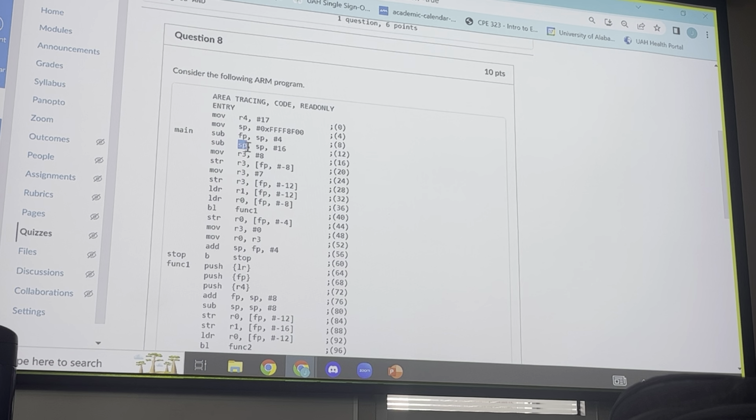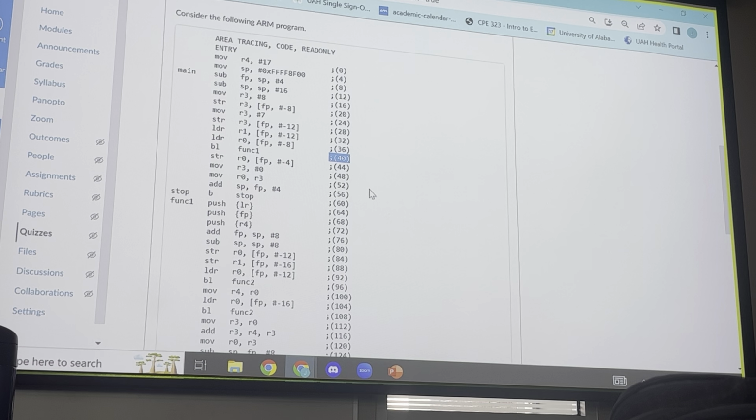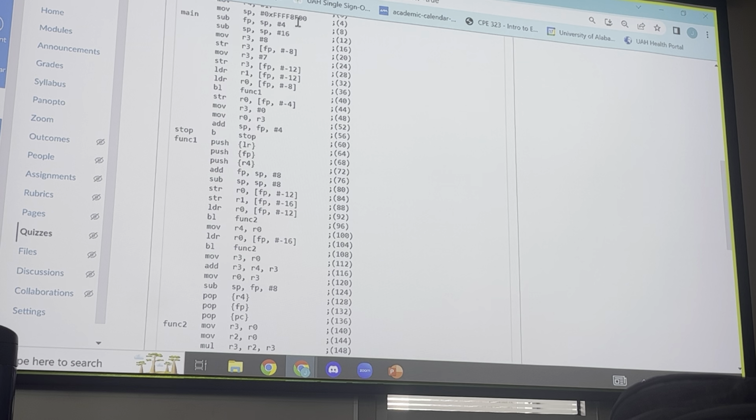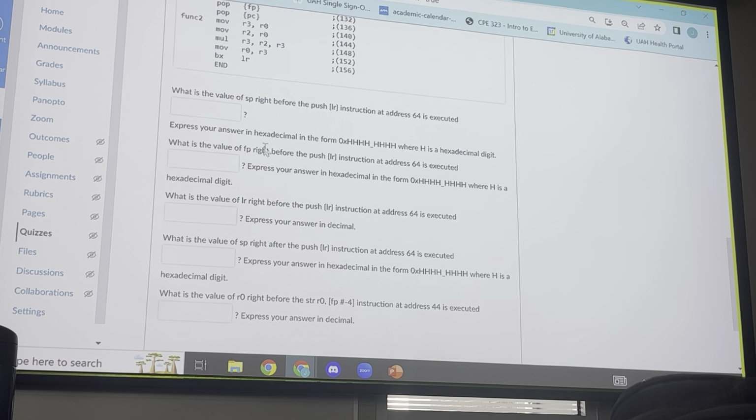We branch to func1. LR would be what after this? 44. Good. So we're here, and on this line, the question asks, what's the value? Could we figure it out? What's this minus 16? That's your answer. Yes. Cool. Then the next one.